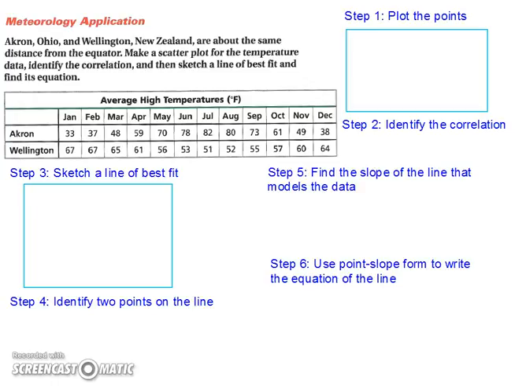Let's look at a meteorology application. Akron, Ohio, and Wellington, New Zealand are about the same distance from the equator. Make a scatter plot for the temperature data, identify the correlation, and then sketch a line of best fit and find its equation. Alright, so step 1. We want to plot the points.